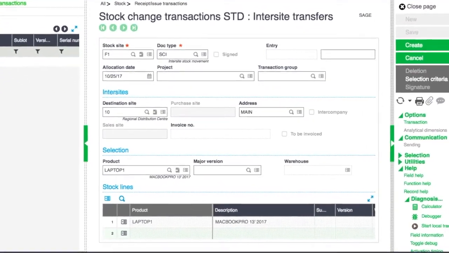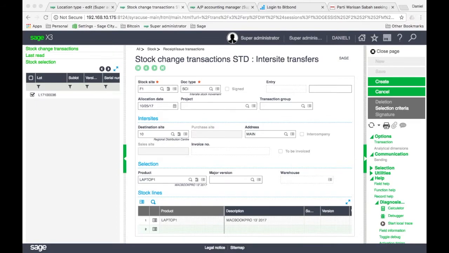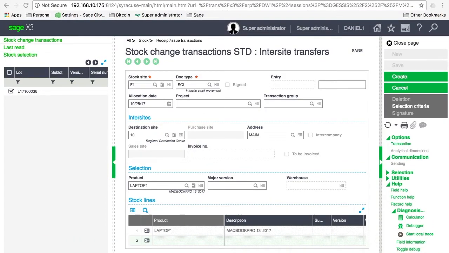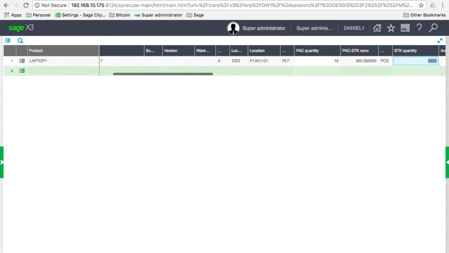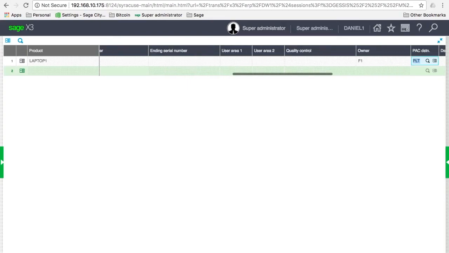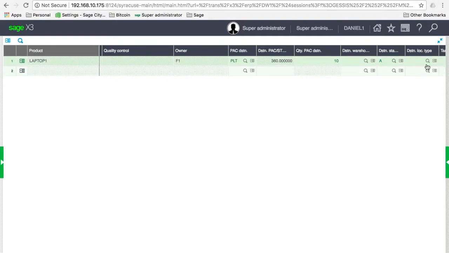Then you will see that line appear on the stock lines in the central screen. We maximize the screen to see the details of the transaction. In summary, it will be pallet from location factory to pallet unit in location regional distribution center. We put it to the dedicated location.